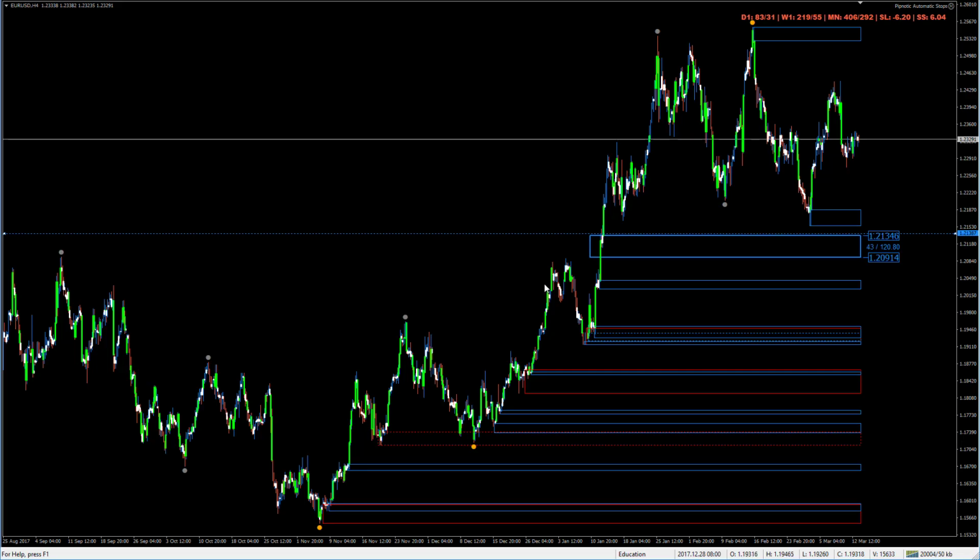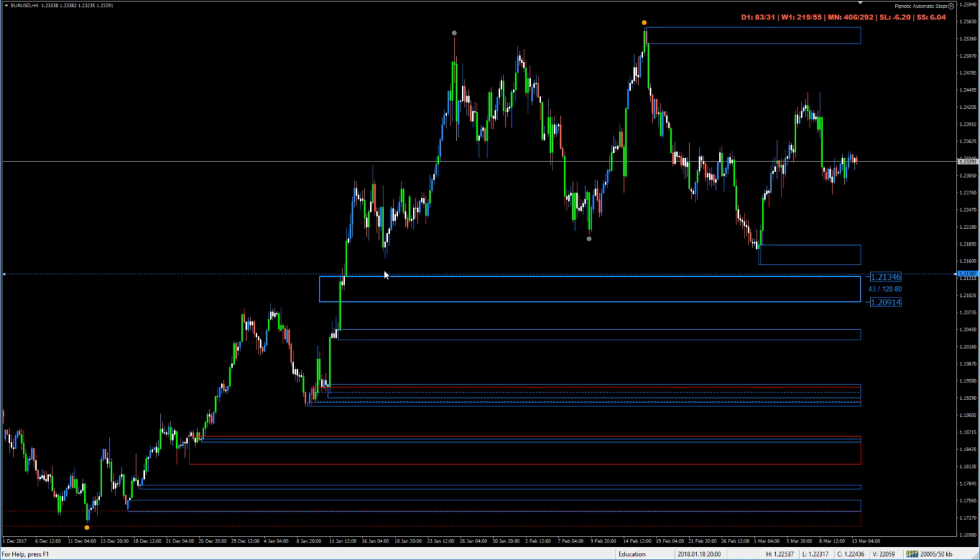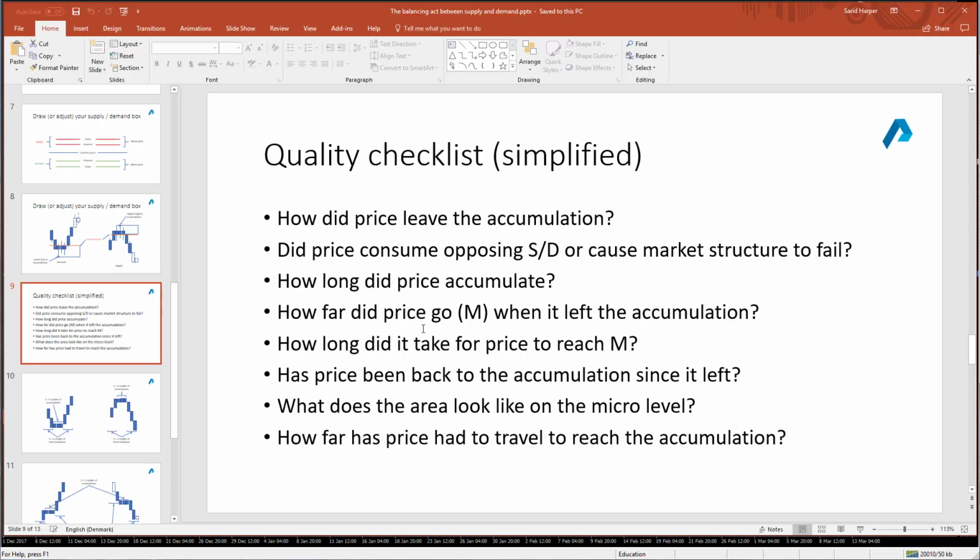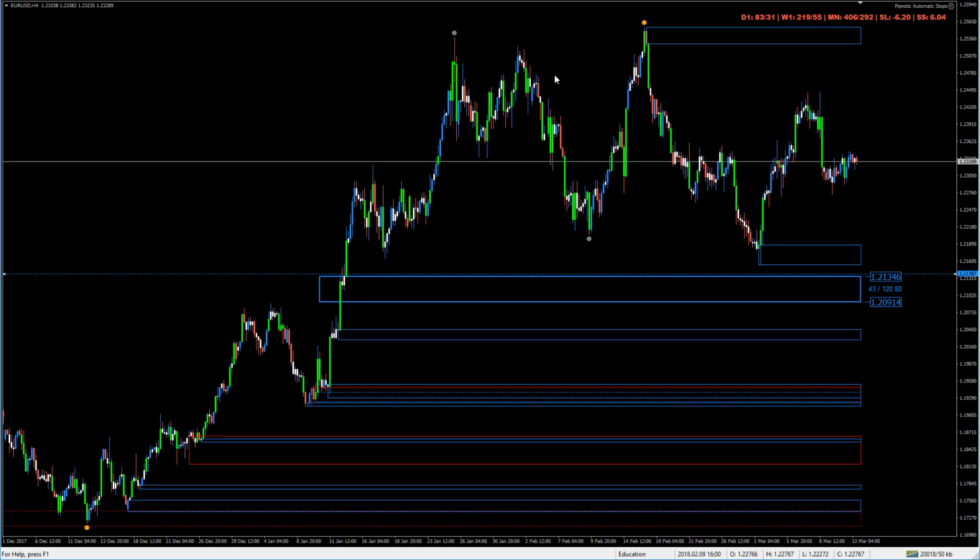How long did price accumulate? If we look at this, how long did price accumulate at this area here? We had 2 periods. This is good. It's 4 or less, which is fine. How far did price go when it left the accumulation? It went pretty far. You can see that. It went very far higher, and it traded away from the area before trying to come back.